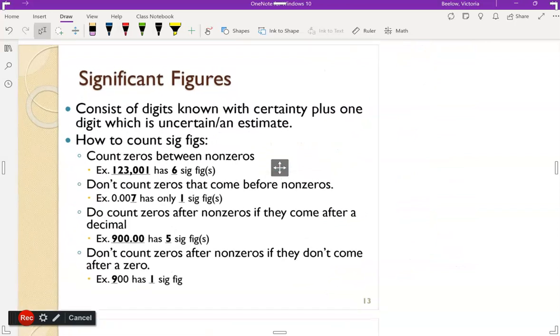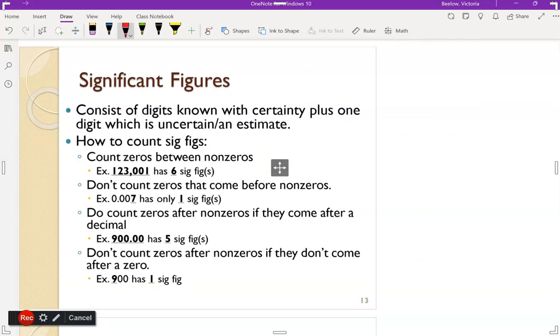The main focus of this video is significant figures. I also abbreviate this sometimes as sig figs, and essentially it consists of digits or numbers known with certainty plus one digit of uncertainty. So when you're making measurements, there's only so far you can go in terms of how accurate you can be.